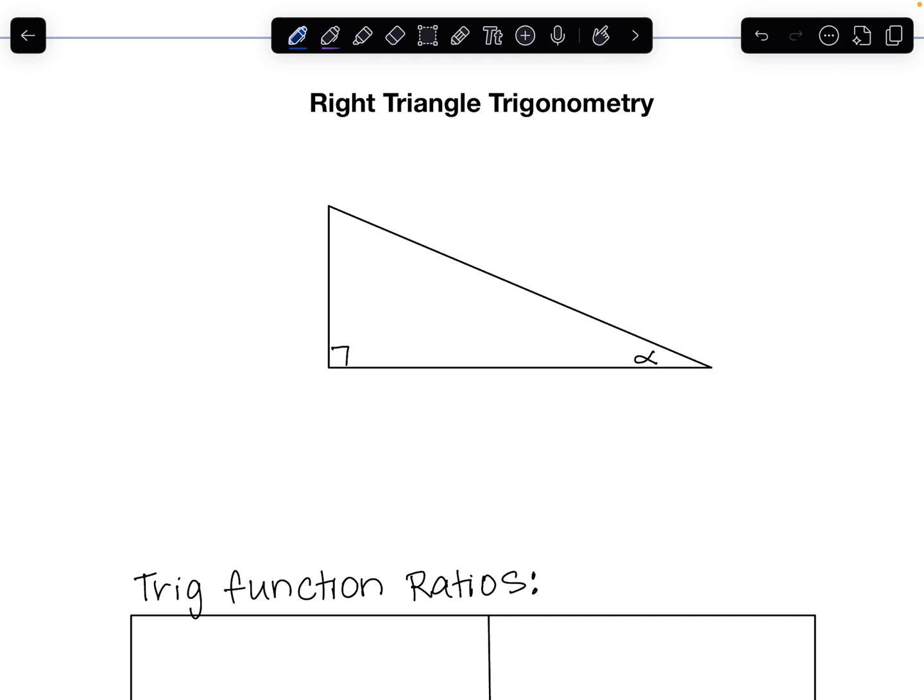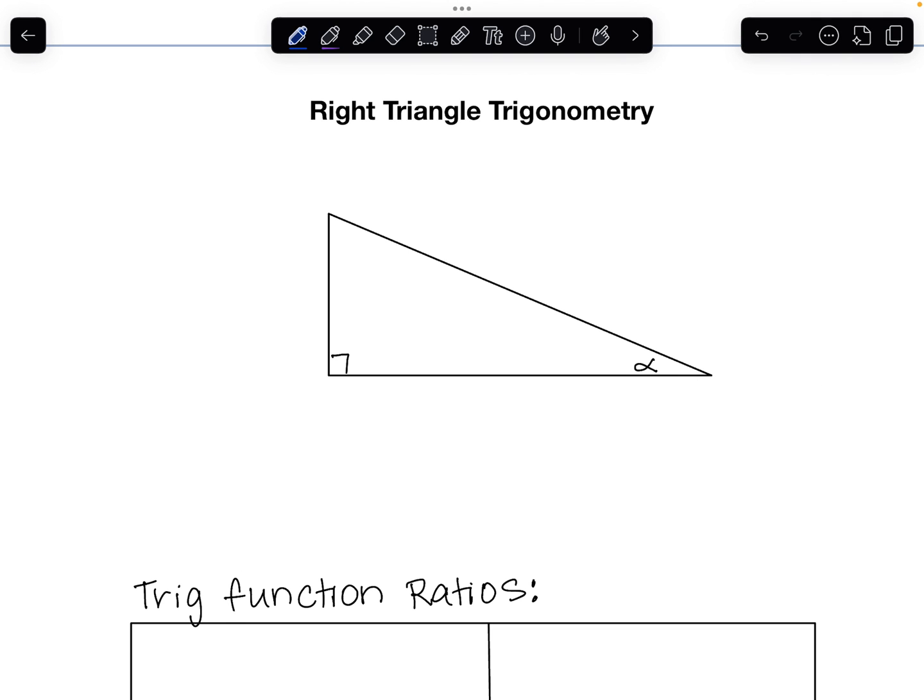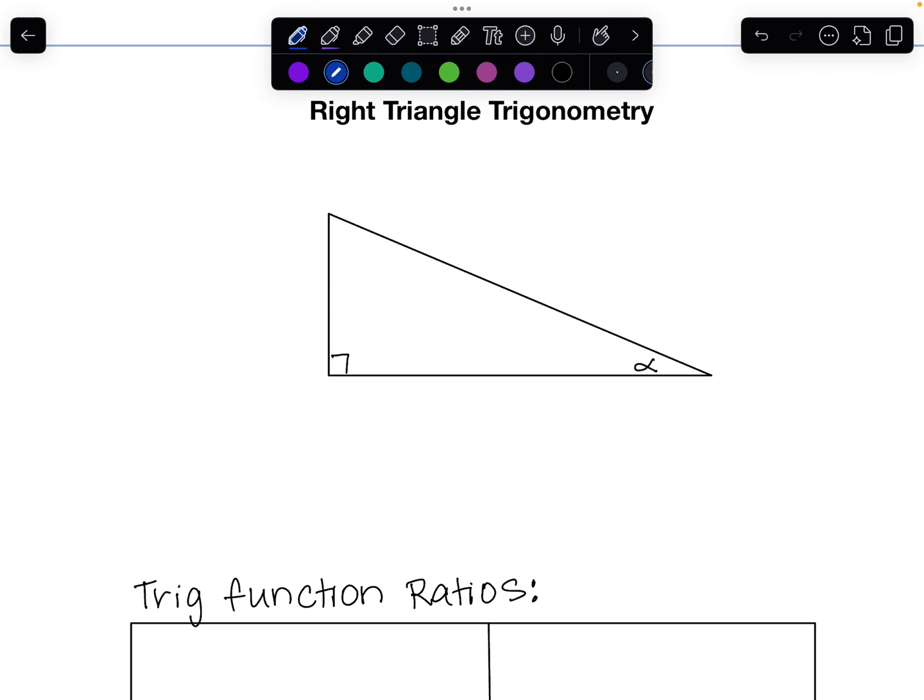Okay, right triangle trig is a way to determine the sides of a right triangle, or the angles of the right triangle that may be unknown. Before we can solve any problems, we have to understand what and how to determine what these sides or these angles are. So, for example, in this triangle, alpha is an angle that we're trying to determine.